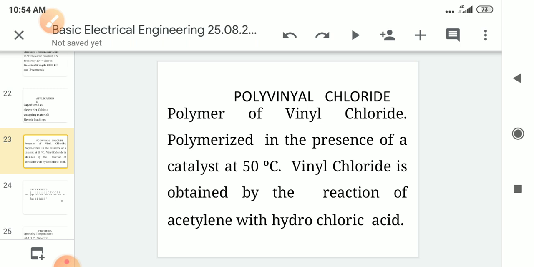After that, PVC. This is important also. Mostly all the wires and cables are made with this PVC only. What is this PVC? PVC means polyvinyl chloride. It is a polymer of vinyl chloride polymerized in the presence of a catalyst at 50 degrees centigrade. Vinyl chloride is obtained by the reaction of acetylene with hydrochloric acid.